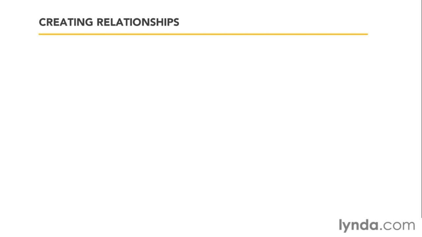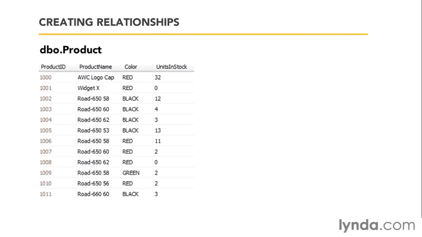A vital part of designing any database is the ability to create relationships between your tables. Let's go through an example. If we have a simple product table, dbo.product here, it has its own primary key, the product ID, which is automatically generating a unique number for each product as it's entered into the database.